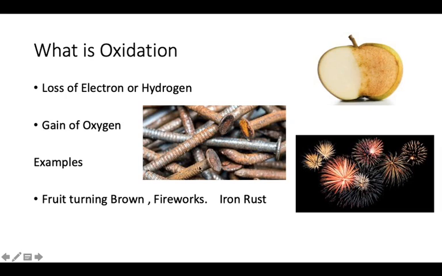And over here you notice the rusting of iron. These are nails. This rusting of iron happens because the iron is getting exposed to the oxygen available in the atmosphere. So there is rust formation.